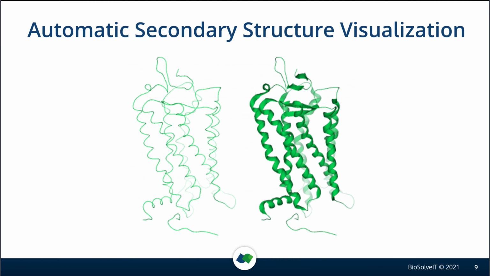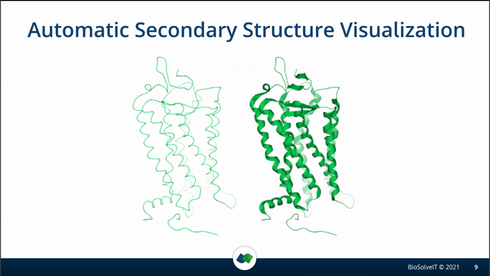The final couple of additions to SeeSAR 11 could essentially be grouped as convenience features. The first of which is the automatic secondary structure visualization that is now introduced in SeeSAR 11, wherein for any PDB formatted file, irrespective of secondary structural annotations being written into the file or not, SeeSAR automatically runs the DSSP algorithm in the background to compute and visualize the secondary structures in these proteins.